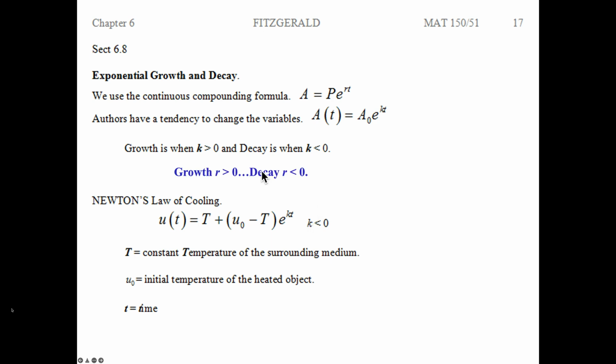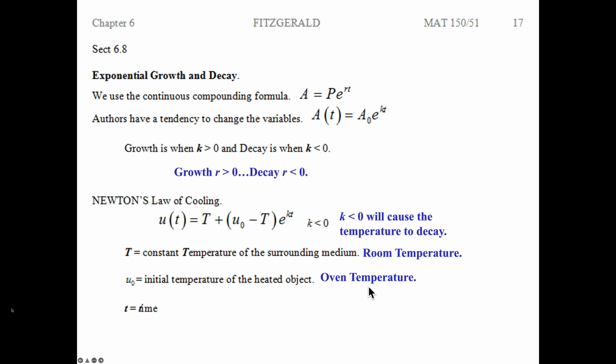All right? So again, just remember, you can have r greater than 0 as growth. You can have r less than 0 be decay. You can still keep the same r. That's all good. And over here, our temperature has to be decaying because it's cooling off. So your k value has to be negative. Again, surrounding medium is your room temperature. Initial temperature is your oven temperature.